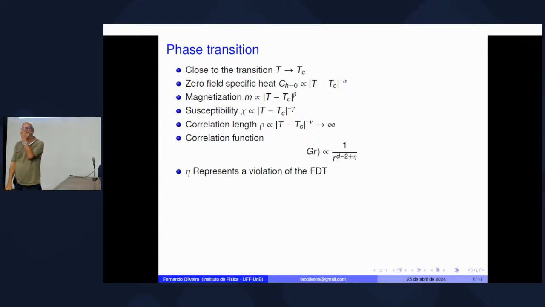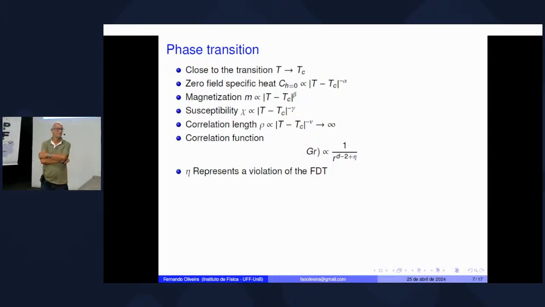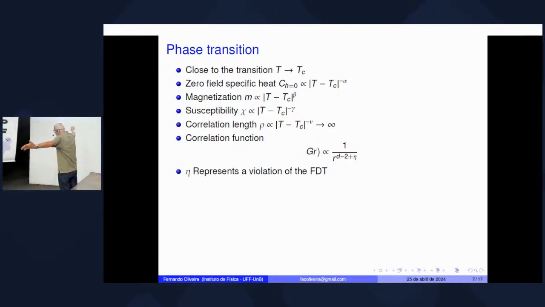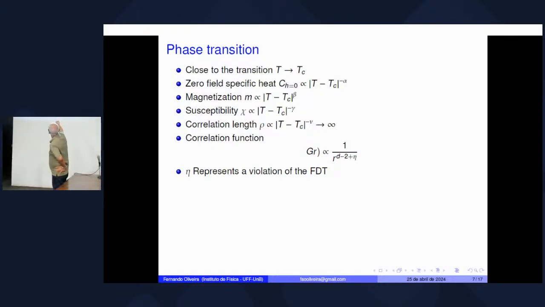It's quite interesting to see that this eta is not an integer number. For example, here you have the dimension of the system, which is an integer number. 2, obviously, is an integer, but the eta is not an integer number. Like all those exponents, we have one more exponent here, which is not an integer. Okay, and in simple words, you would say that the eta here represents the violation of the fluctuation dissipation theorem.